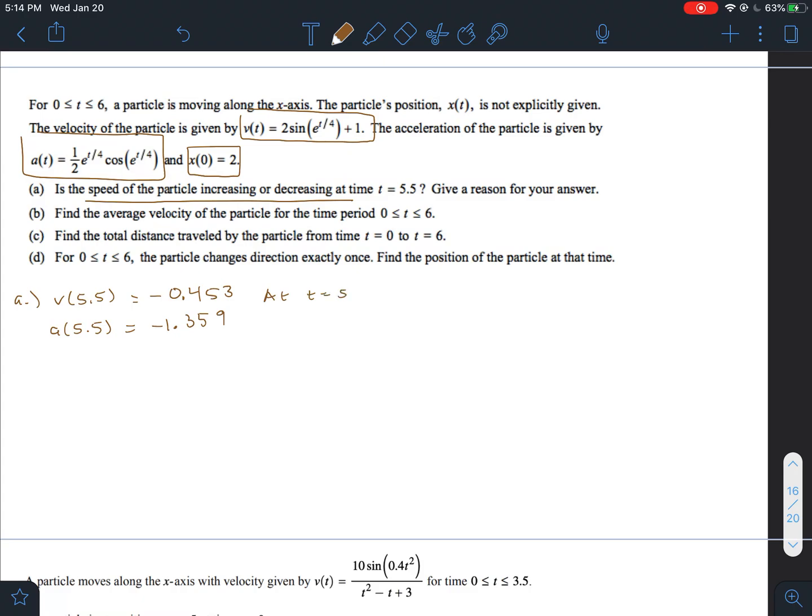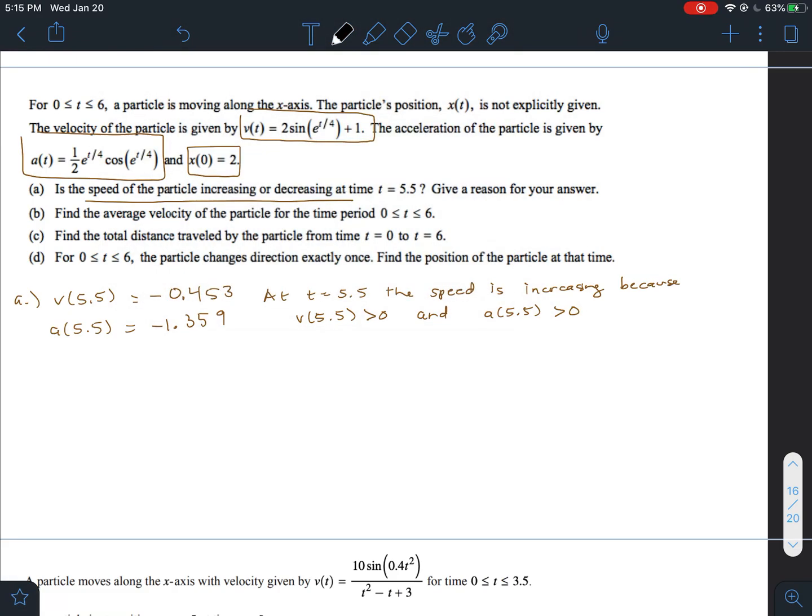So at t equals 5.5, the speed of the particle is increasing because the velocity and acceleration have the same sign. The speed is increasing because v at 5.5 is less than 0, and the acceleration at 5.5 is less than 0. Or you can write that the acceleration and velocity have the same sign.